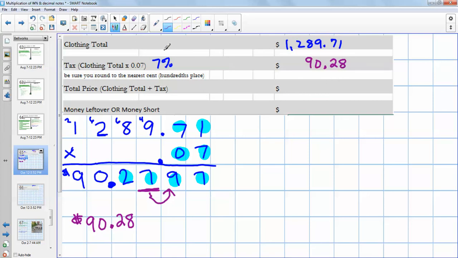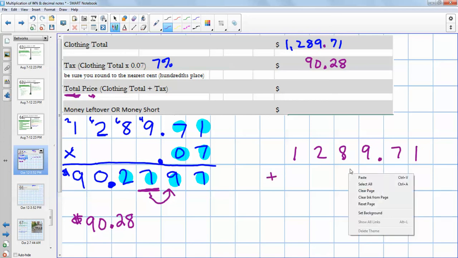Now I have how much money I spent on clothes. Then I have to add in how much money I spent on my taxes. So now to find my total price, I'm going to need to take my clothing total and add it to my tax total. So I'm going to set that problem up again down here so I can line up my decimal points, because when we are adding, we always have to line up our decimal points.